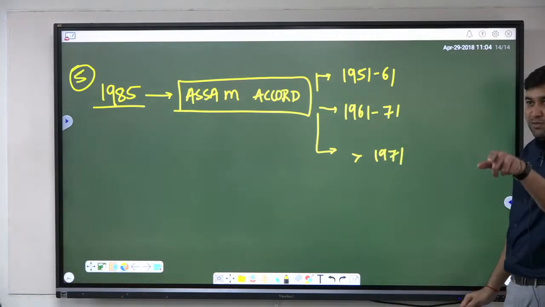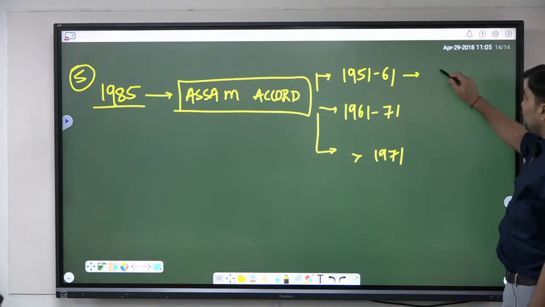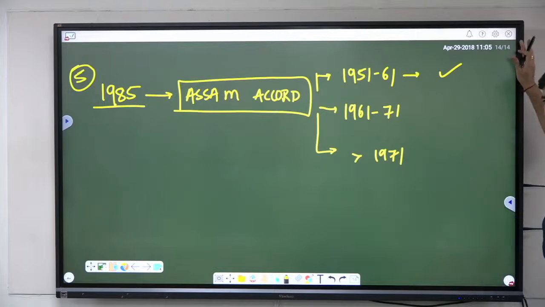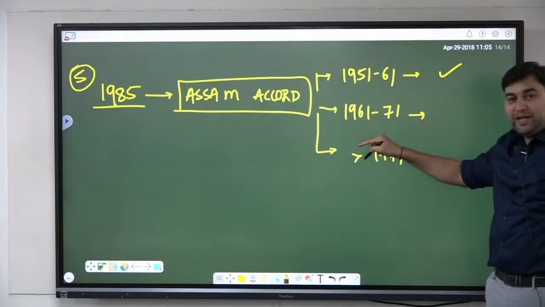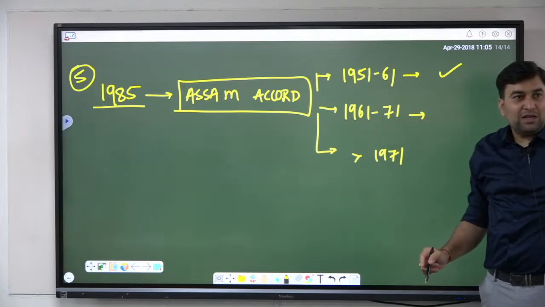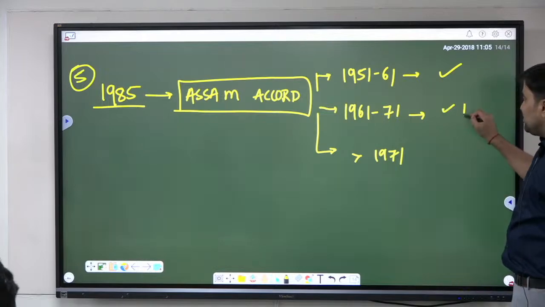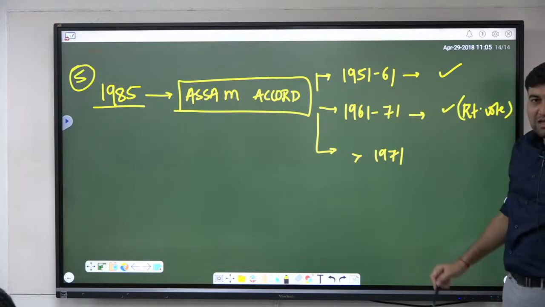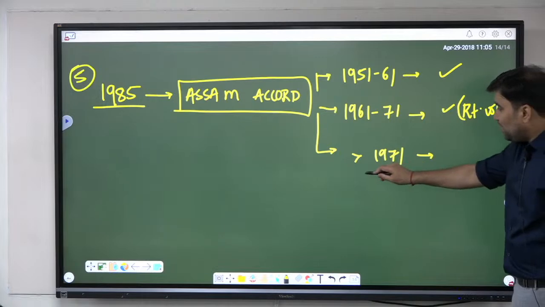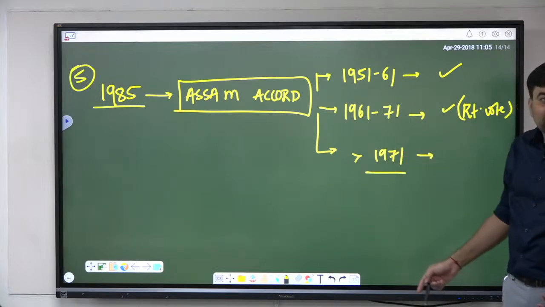Each of the citizens staying in Assam from 1951 to 61 will be allowed full citizenship, right to vote, everything, like normal, like us. But the people who entered from 1961 to 71 will not be given the right to vote. So they will be citizens, but the right to vote was not given for another 10 years. And the people who came to Assam after 1971, why 1971?